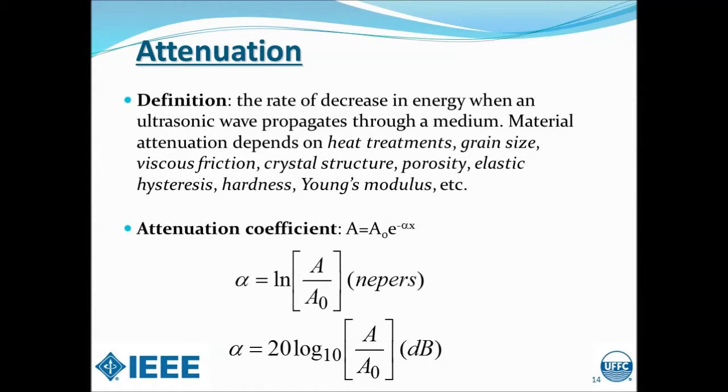Attenuation is defined as the rate of decrease in energy when an ultrasonic wave propagates through a medium. Material attenuation depends on material properties. Below we can see the attenuation coefficient. If the attenuation coefficient is large, it means it is very hard for an ultrasonic wave to propagate through the medium, whereas if it is very small, it means it's very easy for the wave to propagate.